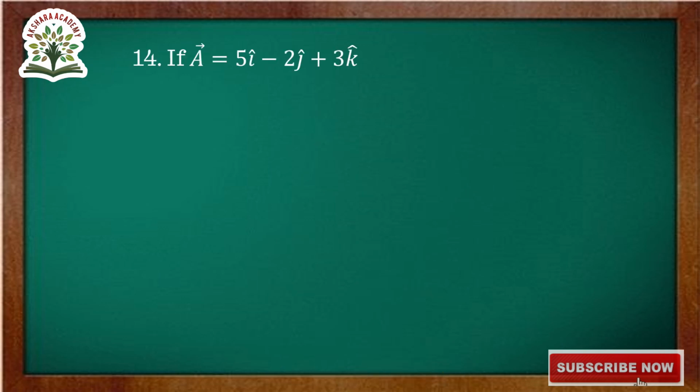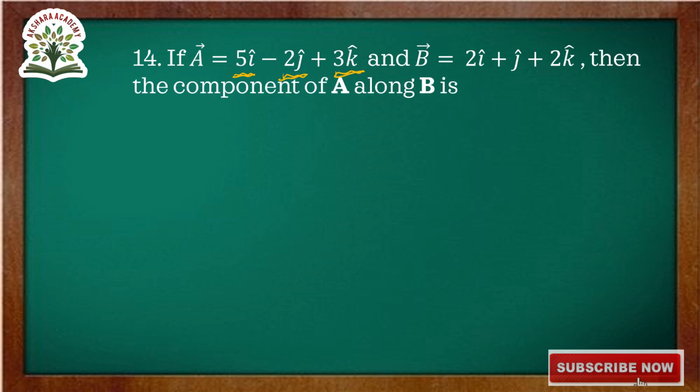14th one. If a bar is equal to 5 i cap minus 2 j cap plus 3 k cap and b bar is equal to 2 i cap plus j cap plus 2 k cap, then find the component of a along b. Here given a bar as 5 i cap minus 2 j cap plus 3 k cap and b bar is equal to 2 i cap plus j cap plus 2 k cap. You have to find the component of a along b. Let us go to the solution.